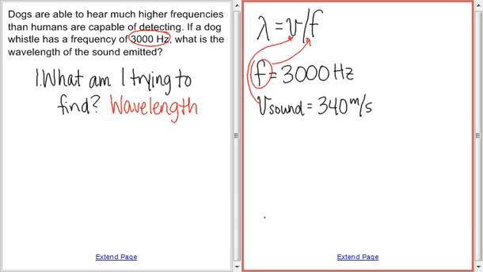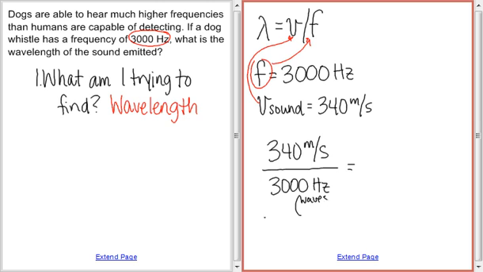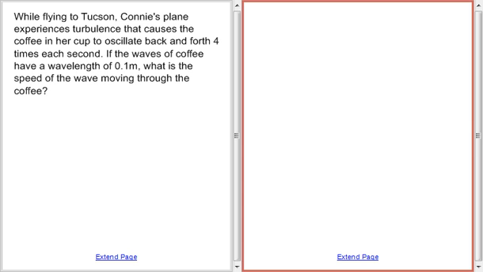So you can easily go 340 meters per second divided by 3,000 hertz, which is just waves per second, right? And when you divide the two of those out, you should get an answer of 0.11 meters. You get that? Alright. And we're going to look at the next one.